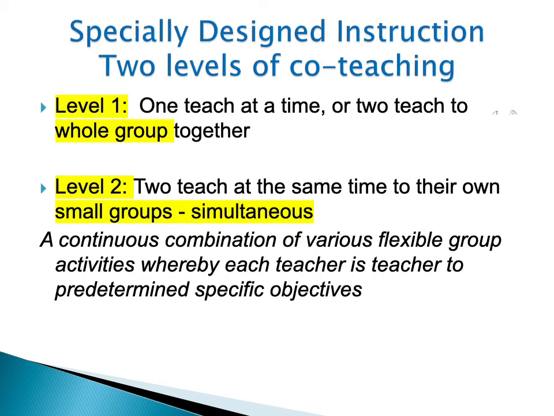There are two levels of co-teaching instruction that help us deliver specially designed instruction, Level 1 and Level 2. Level 1 practices look like whole group instruction. You may see two teachers at the front of the classroom delivering instruction to the whole group of students. Or you might see one teacher teaching while one teacher walks around supporting students or walks around collecting data. Or you might see two teachers walking around supporting students during guided practice.